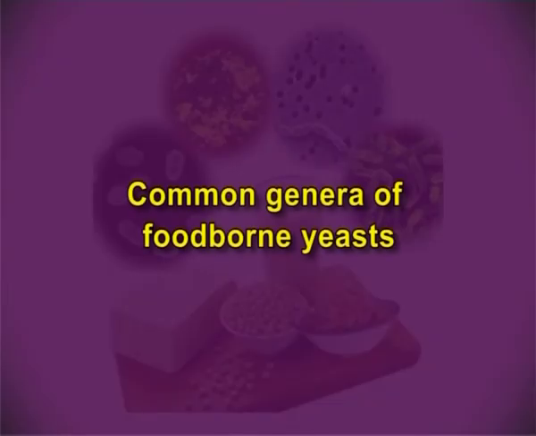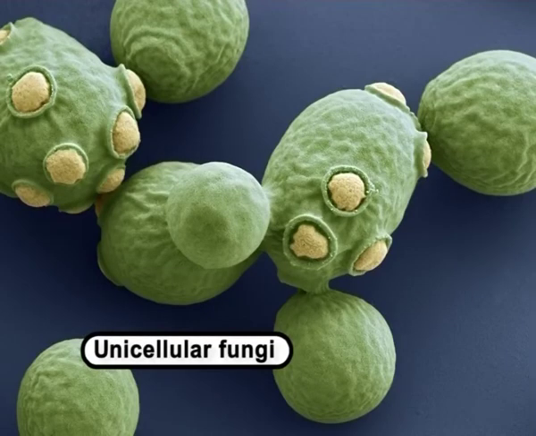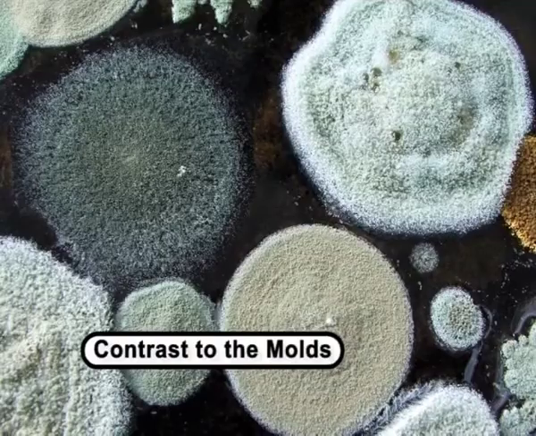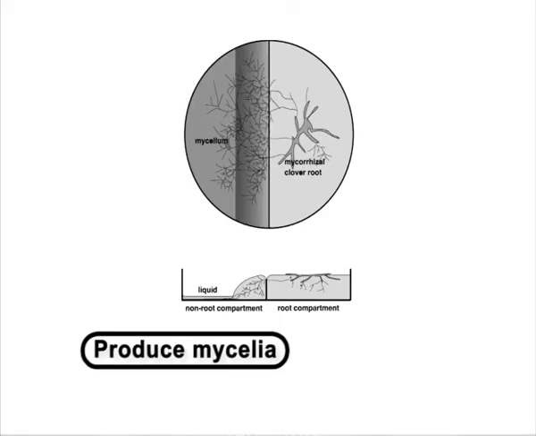Let us discuss now common genera of foodborne yeast. Yeast may be viewed as being unicellular fungi in contrast to the molds, which are multicellular. However, this is not a precise definition, as many of what are commonly regarded as yeast actually produce mycelia to varying degrees. Some of the common yeasts are as follows.